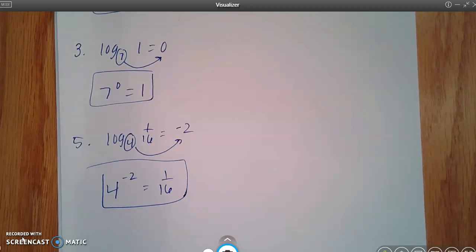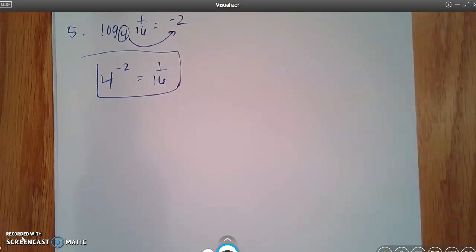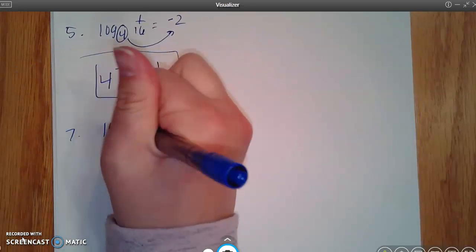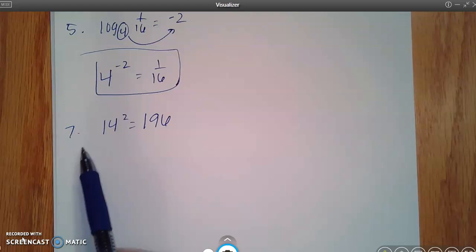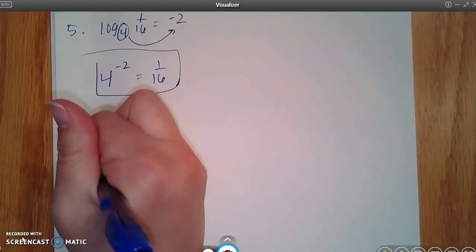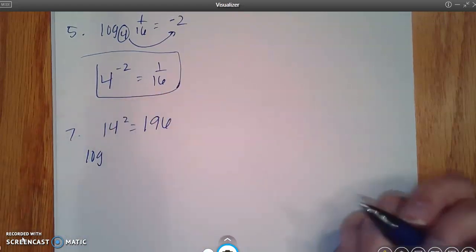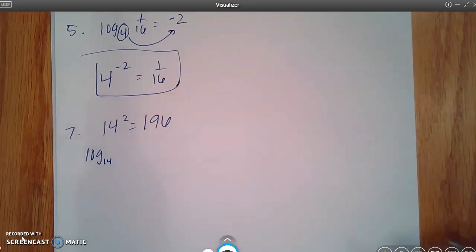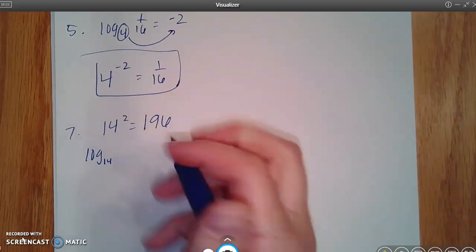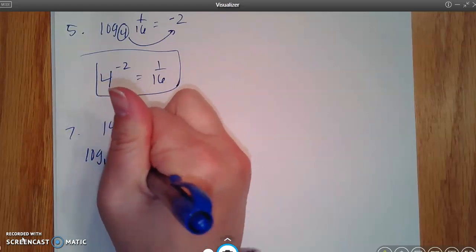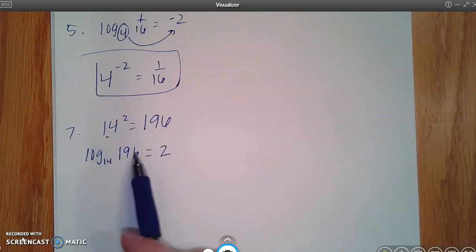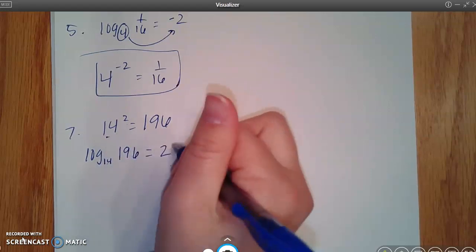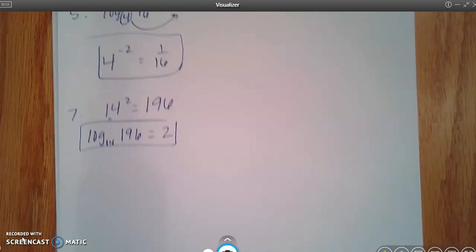Now for the next part, you're going to go in the opposite direction. They want you to convert from exponential form to logarithmic. Here's a piece of advice: your two big numbers will go on the same side and your exponent will go on the opposite. Your 14 is a base, so it will be the base right here. 14 is a large number, 196 is a large number, so it's log base 14 of 196 is equal to 2. Two big numbers on the same side, exponent on the opposite. And this is your final answer.